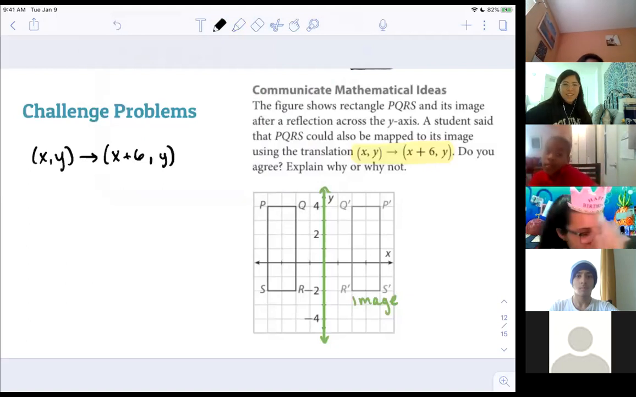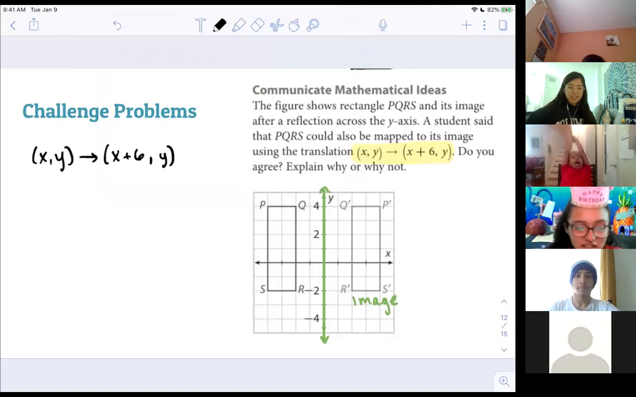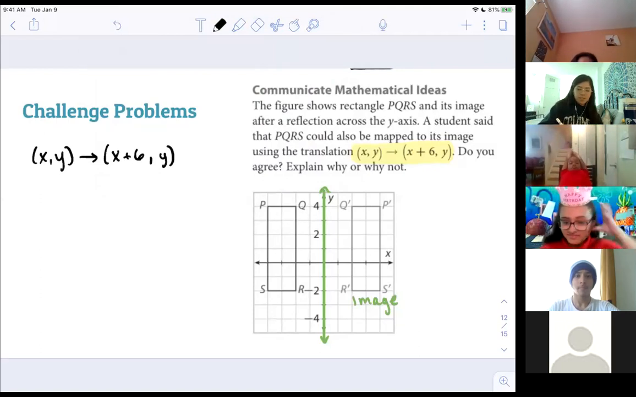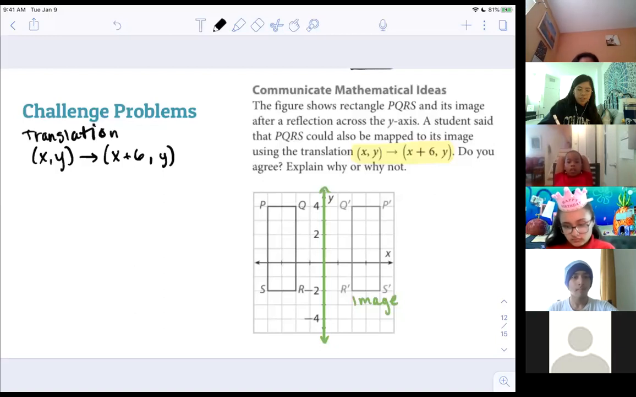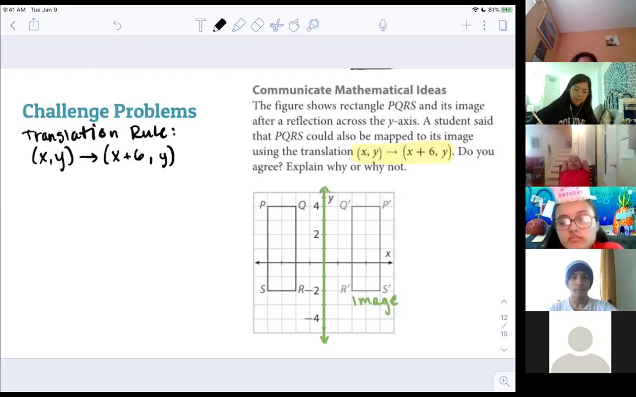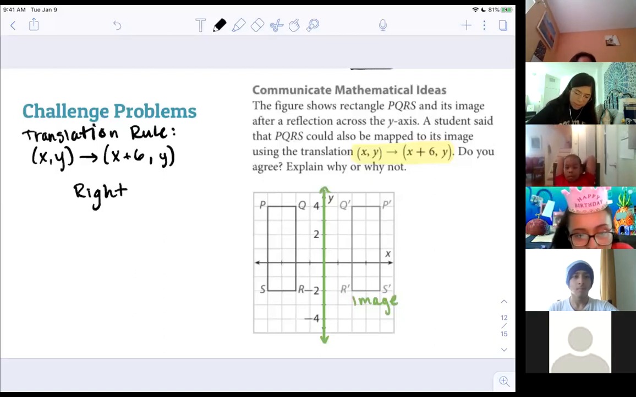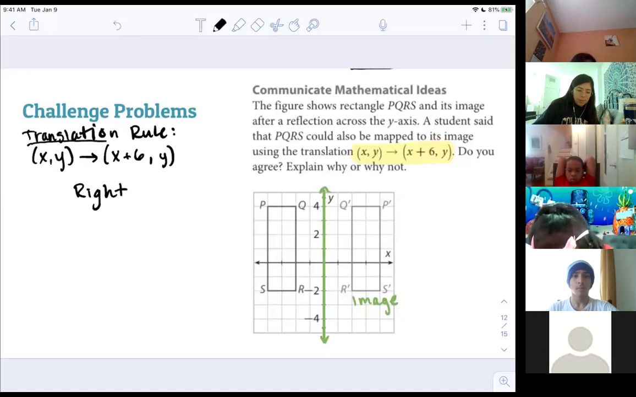All right, Jalen, since you are loving to talk right now, you can answer my question. What does this translation rule mean in real words? So tell me, where am I going? Up, down, left, right? How many units? You're going to the right. Is that 2 or 4? I think that's 4. Hold up. I'm talking about my rule, the one that I have written down. Not the graph, but the rule.